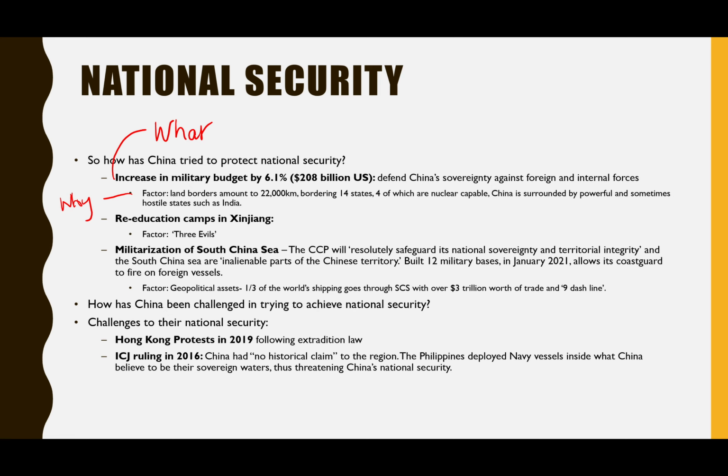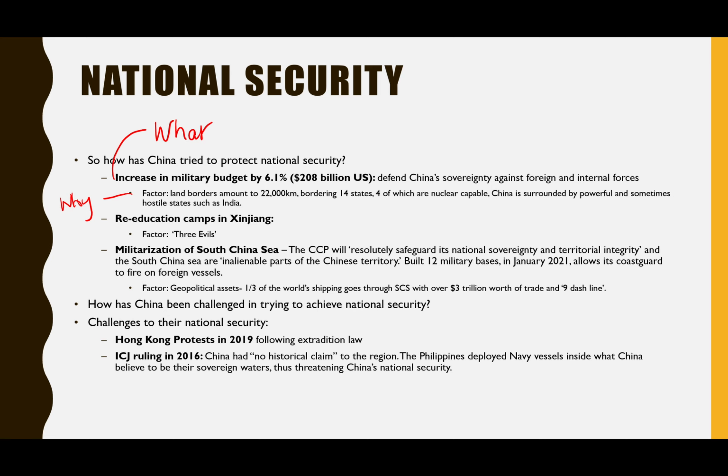It's important to evaluate and to be able to say that China has not been successful. We have seen China fail in this area, or how they have maybe been challenged. In Hong Kong, the protests in 2019 were quite a threat to their national security because there were people uprising. So the social security that they are aiming for was undermined during those protests. That's been a threat to their security, as well as the ICJ ruling in 2016, which said that China had no historical claim to the South China Sea.